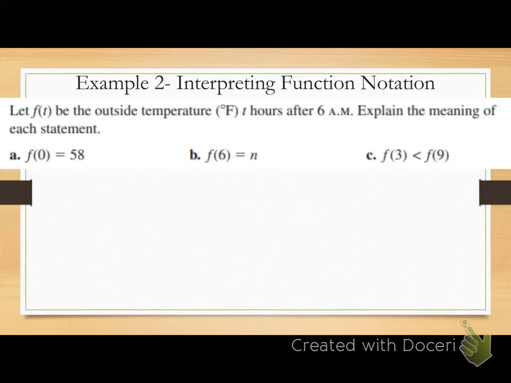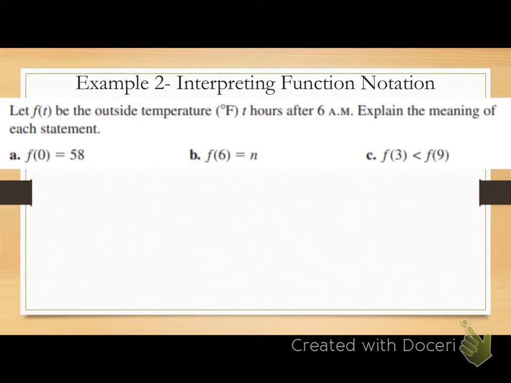Okay, example 2, interpreting function notation. Let f of t be the outside temperature, in degrees Fahrenheit, t hours after 6 a.m. Explain the meaning of each statement. Does everyone understand what we're doing? It gives us 3 different statements. We're going to explain the meaning behind each statement given this information up here and what's in our problem. So for letter A, I've got f of 0 equals 58.